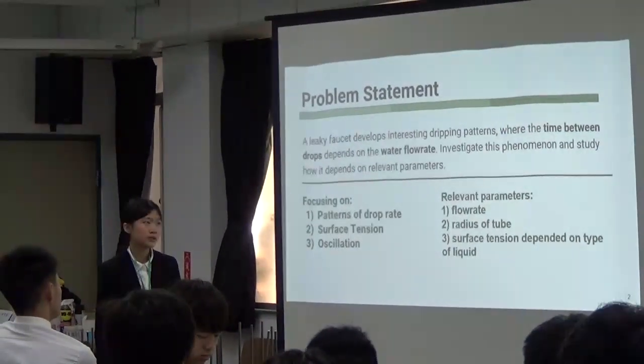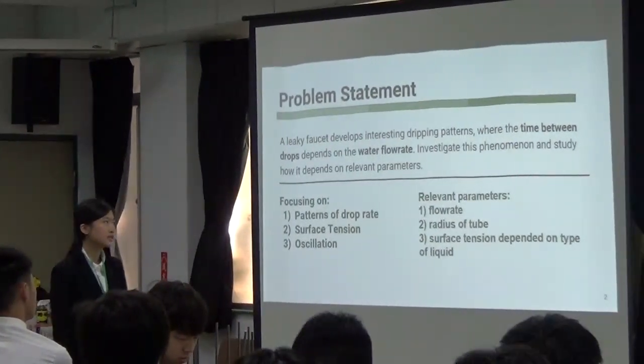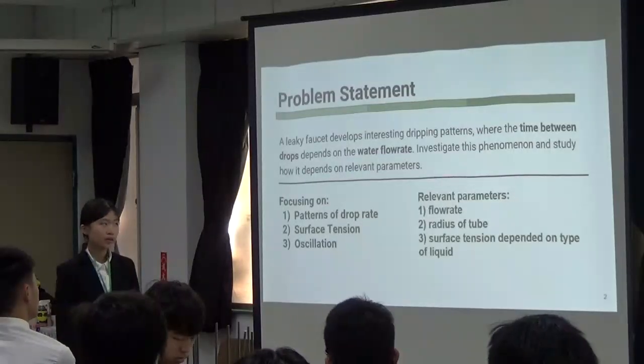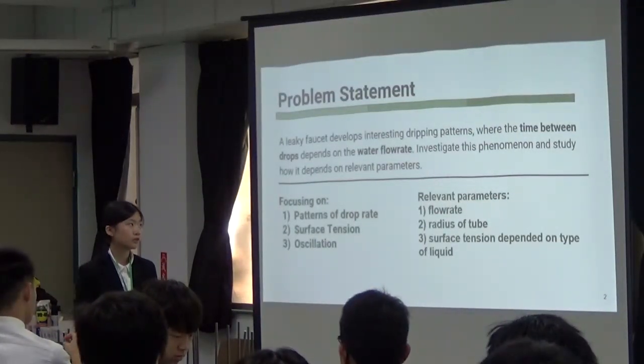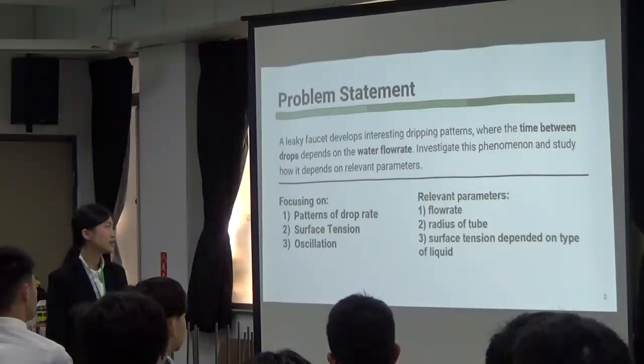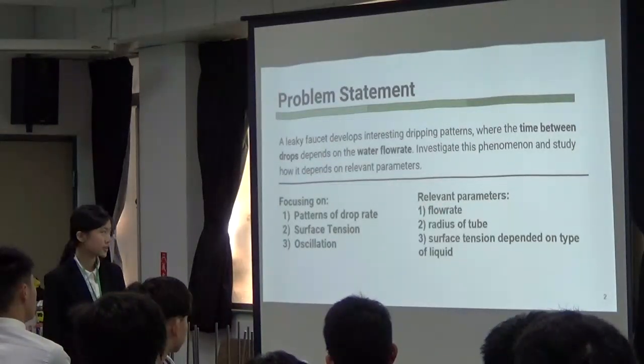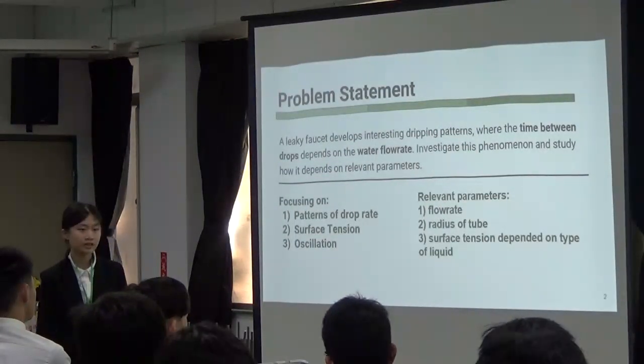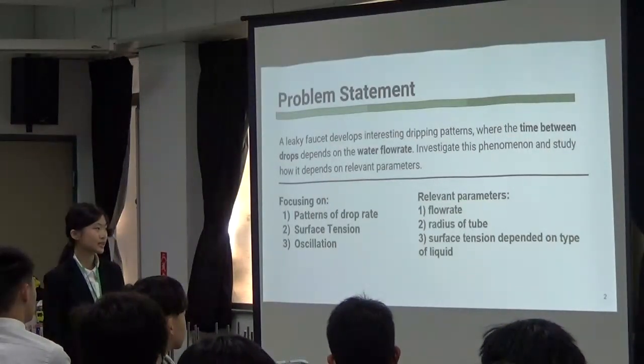So, starting from the problem statement: a leaky faucet develops interesting dripping patterns, where the time between the drops depends on water flow rate. Investigate this phenomenon and study how it depends on relevant parameters. We are focusing on the patterns of drop rates, surface tension, and oscillation.